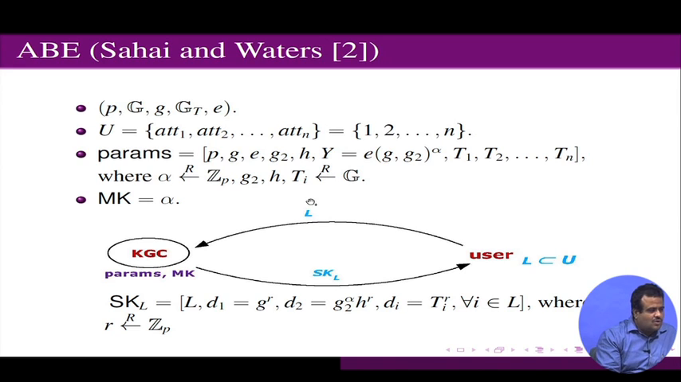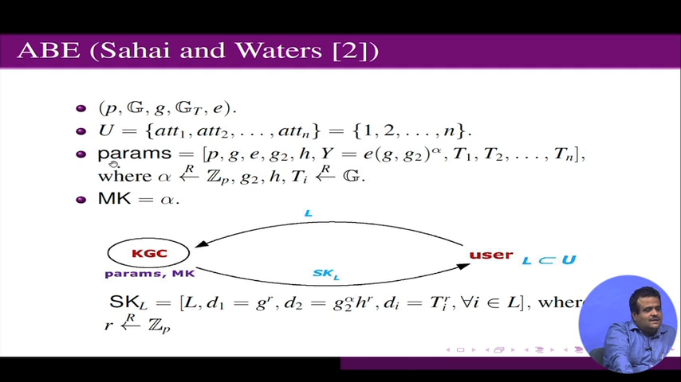So, let us talk about Sahai and Waters attribute-based encryption. This has a setup phase where we choose p, G the same way, and these are the attributes 1, 2 up to n. These are basically those 40 characteristics of the fingerprint which uniquely determine the fingerprint, we can say.